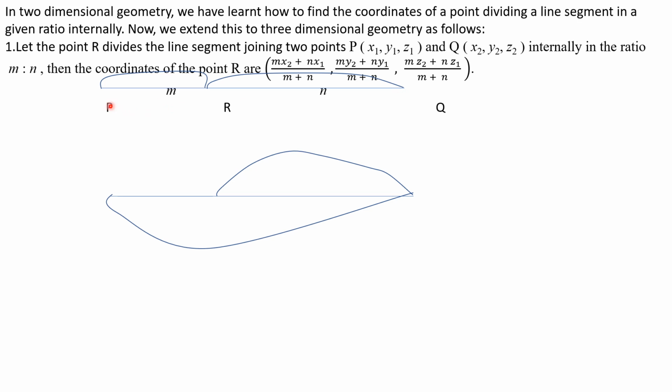See here, my dear children. Let us assume that here are the points P, here R and here Q. These 3 points are lying on the same line. Okay, my children, here this point R is dividing this line segment PQ in the ratio m is to n. Then the coordinates of the point are this one. You have to memorize this formula. Understood? Right.